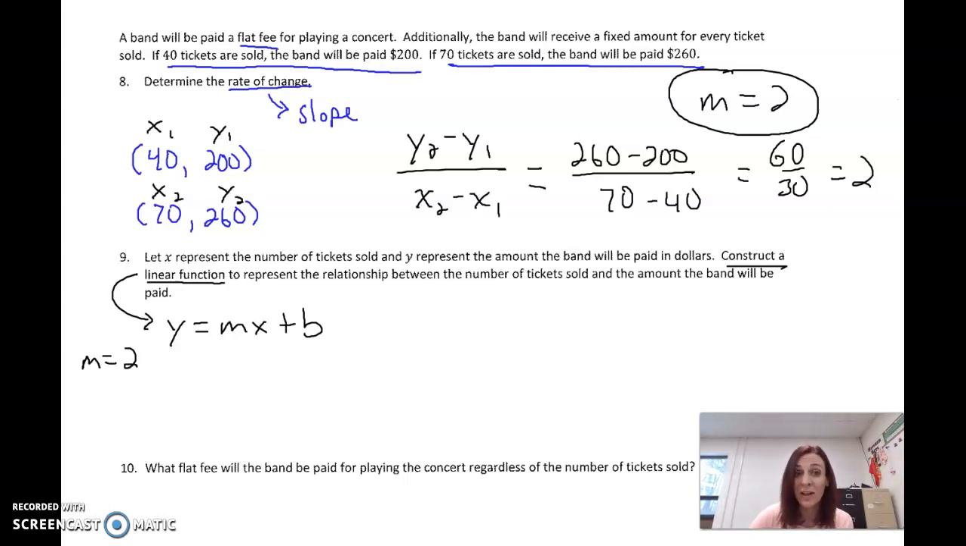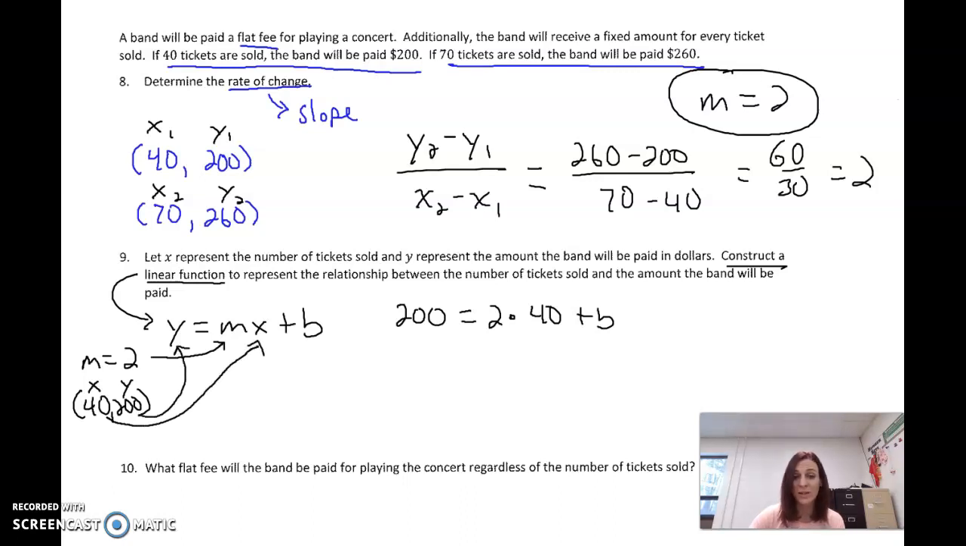We don't have our initial value though. It says they're paid a flat fee, but we don't know what that is. But think back. Remember, use what we've used before. We have a point, and I'm just going to use this one here, 40 and 200. This is an X value. This is a Y value. Plug it all in. So my Y here is 200. That equals my M, which is 2, times my X, which is 40, plus B. Okay? So I'm just plugging all this information in.